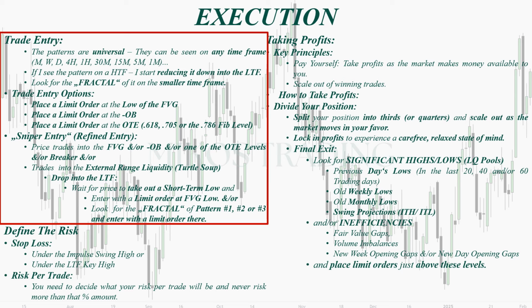That means that when I spot one of the patterns on the 4-hour and or 1-hour chart and price trades to one of my trade entry options, I then drop to the 15-minute and or 5-minute chart and look for price to displace lower and take out a short-term low. I enter with a limit order at the fair value gap that was created with displacement below the short-term low. If I don't get an entry on the fair value gap, I wait for one of my bearish patterns to form and enter with one of the previously discussed trade entry options.